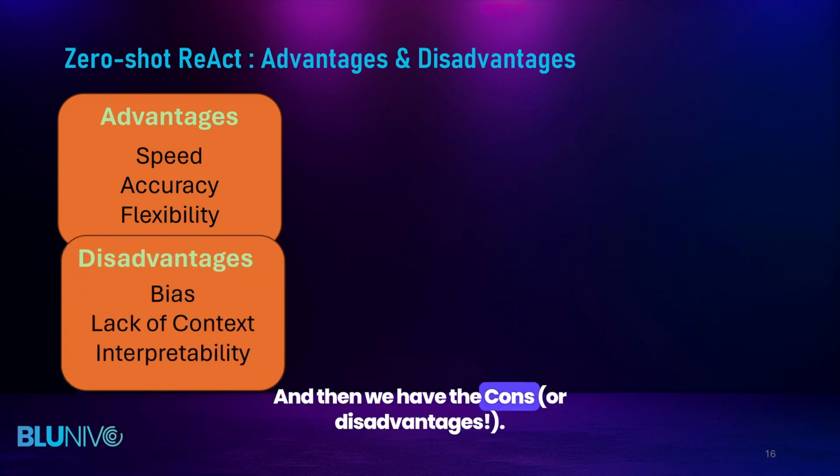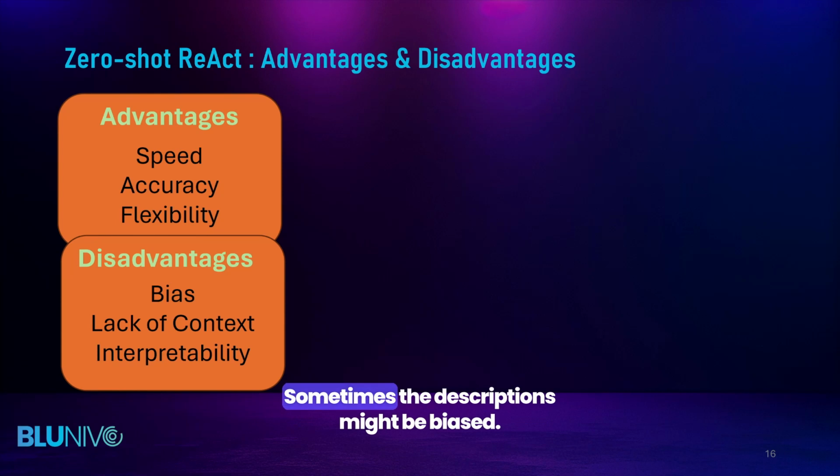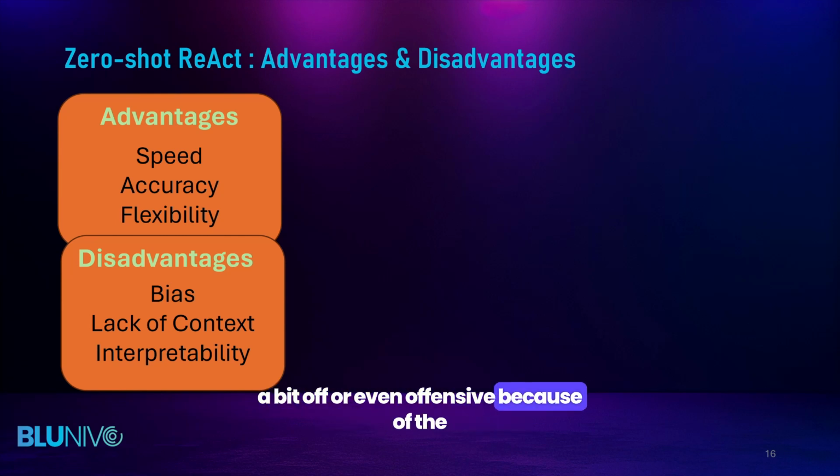And then we have the cons or disadvantages. In this case, we have bias. Sometimes the descriptions might be biased. This means it could give you descriptions that are a bit off or even offensive because of the data that it learned from.